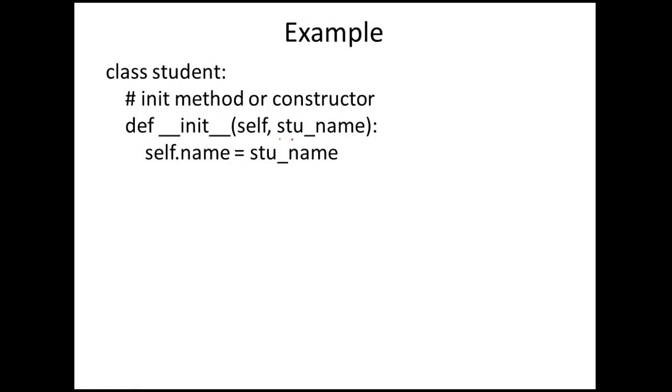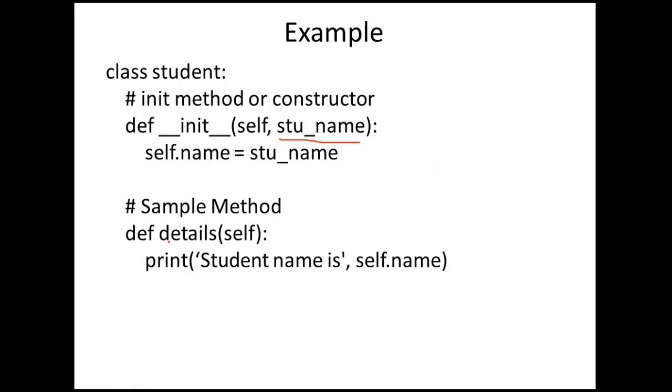What type of constructor is it? See, apart from the self parameter, it has one more parameter, which is student name. So this is another parameter which we are passing, hence it is called a parameterized constructor. Then self.name is equal to student. Then we have the second method, a user defined method. So one constructor method I have created, and one user defined method I am creating.